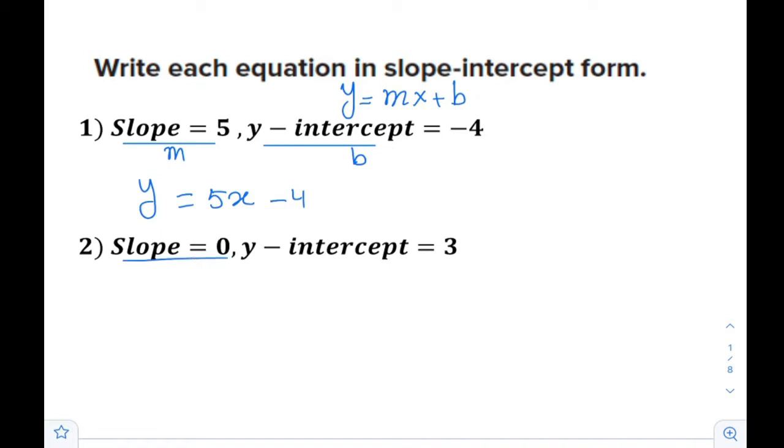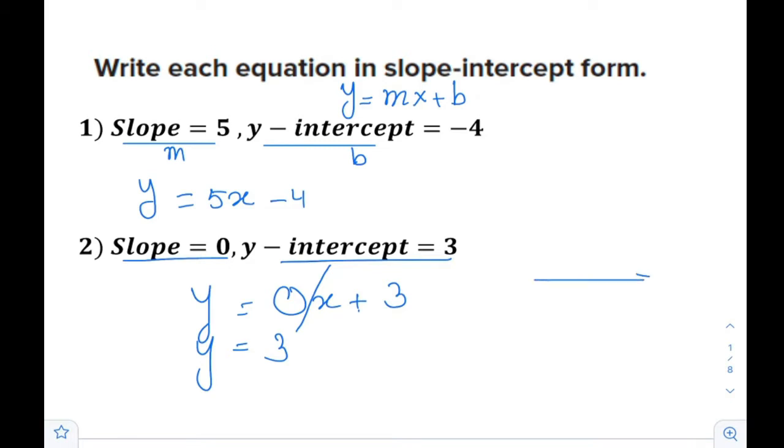What if the slope is 0 and the y-intercept is 3? Y equals 0x plus 3. 0 times anything is 0. So y equals 3 only. And this means it's a constant line. We remember from the previous lesson, if the slope is 0, that means it's a horizontal line, and it will pass through 3. If you want to graph it, this will be our graph.